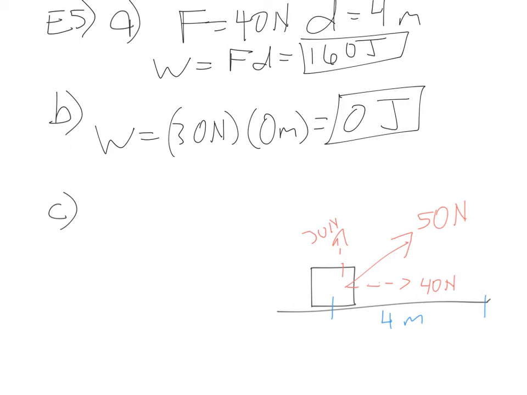And part C, what is the total work done? Well, since no work is done in the up and down, the only work done, the only displacement, the only distance traveled is in the horizontal. So the total work done is 160 joules.